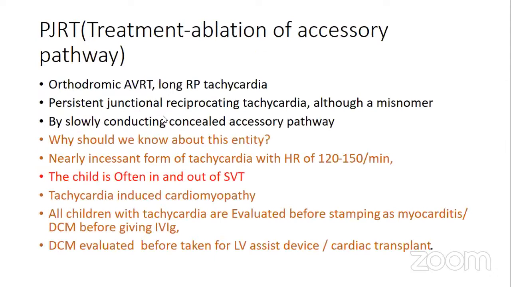And why should we know PJRT? Already discussed. The child is often in and out of SVT. It causes tachycardia-induced cardiomyopathy. It is AVRT. And before giving IVIG, we should always rule out PJRT. And before referring a patient with DCM for putting in an LV assist device or cardiac transplant, we must exclude the patient having PJRT, because if it is there, it will recur again.